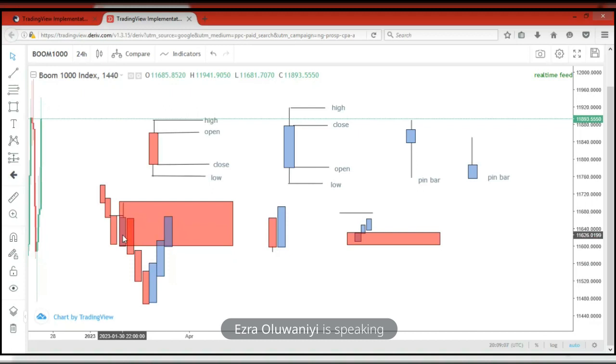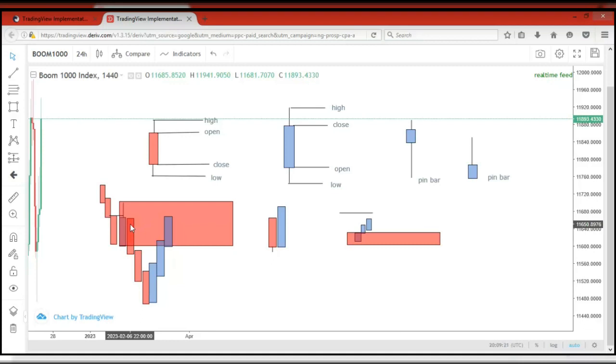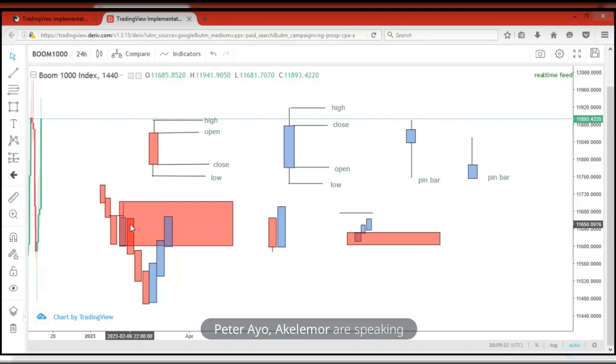Is Mr. Steve on this call? Okay, he's not here. All right. Since he's not here, let's just go to the chart. I believe we all understand this. Yes, sir. Very. All right.